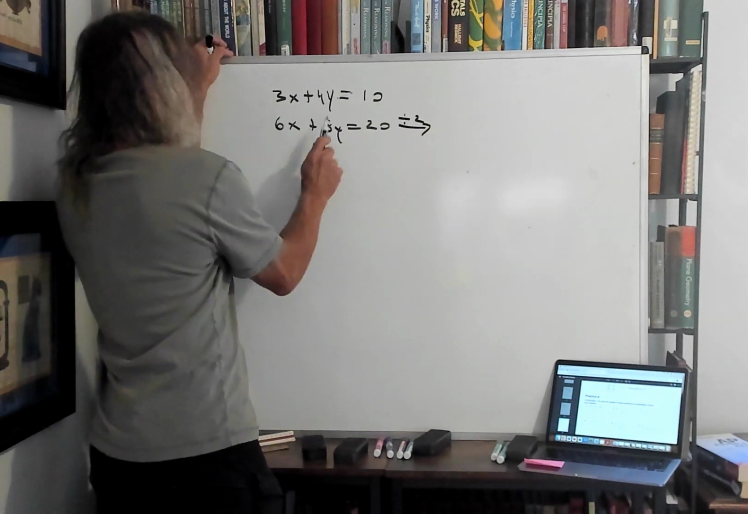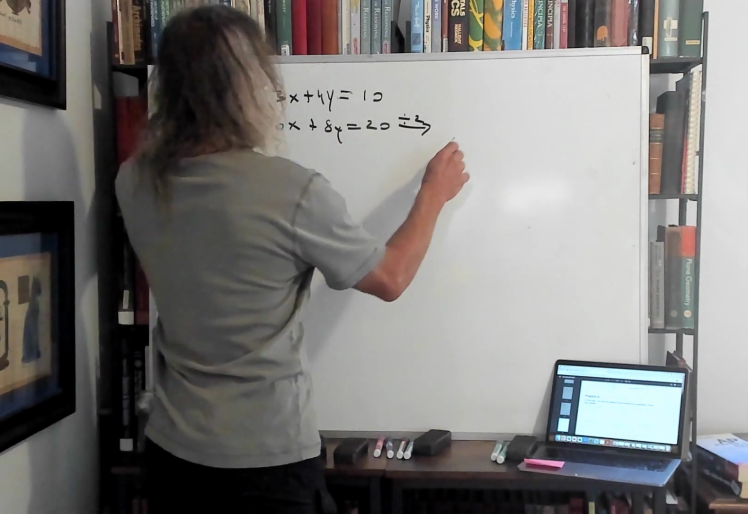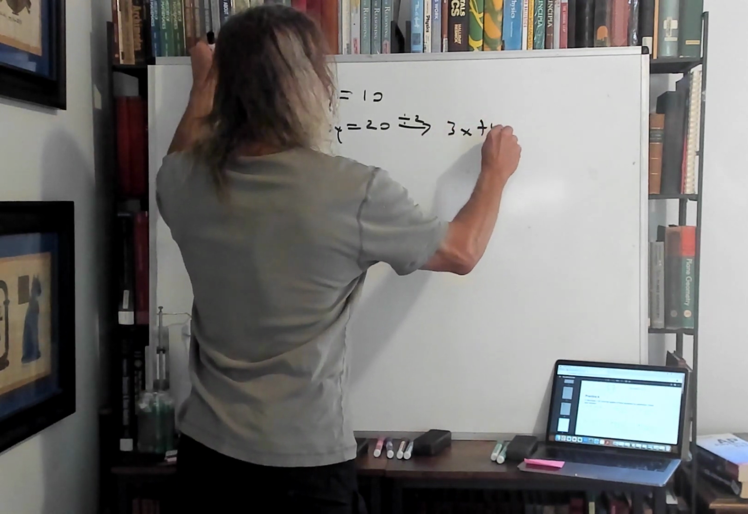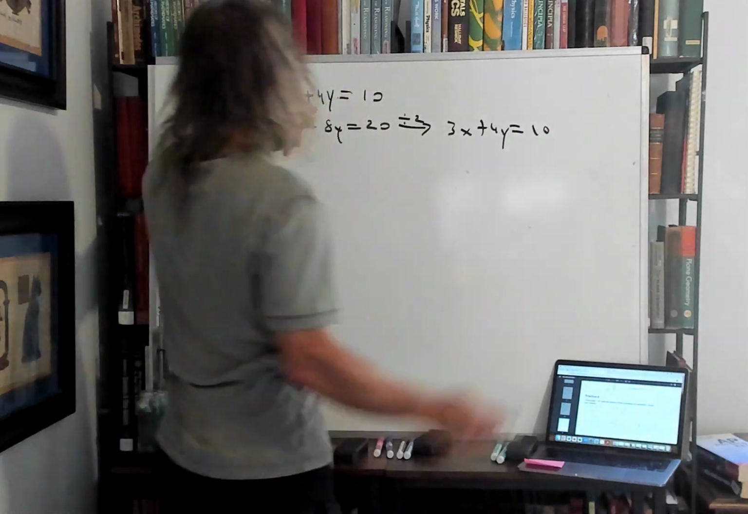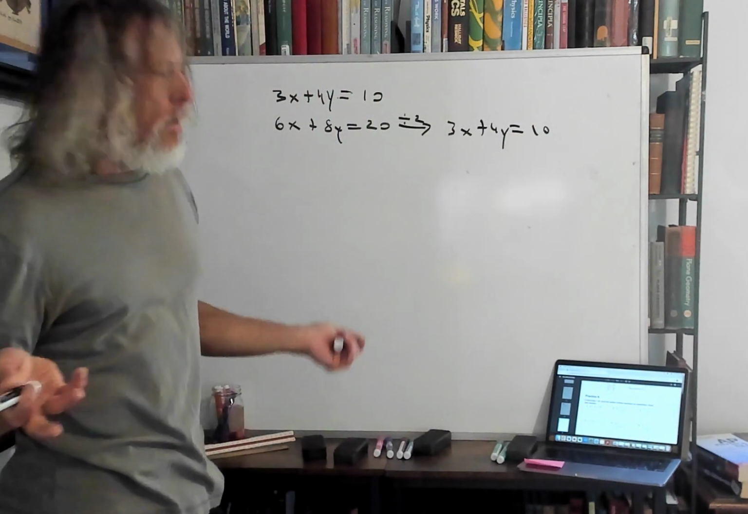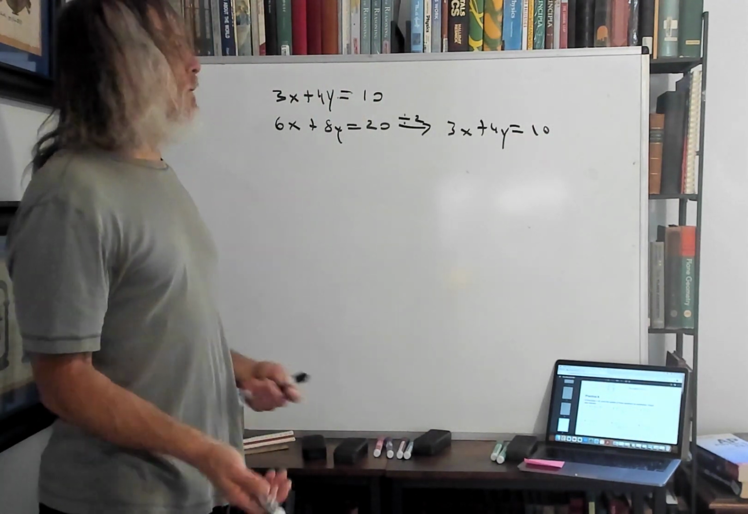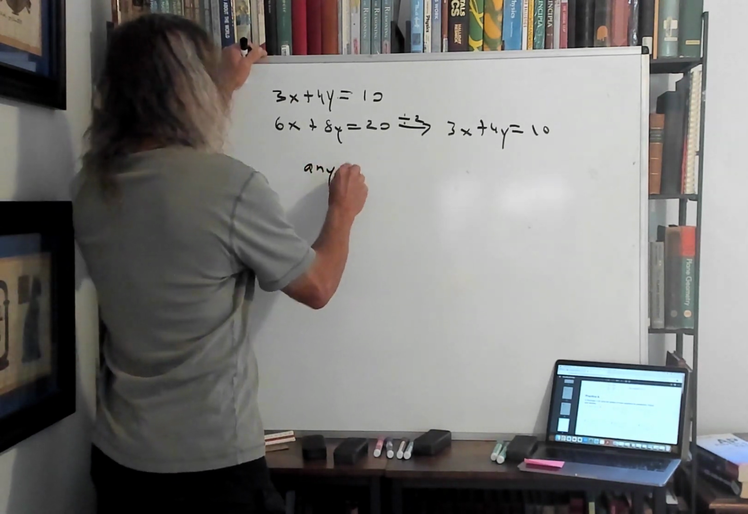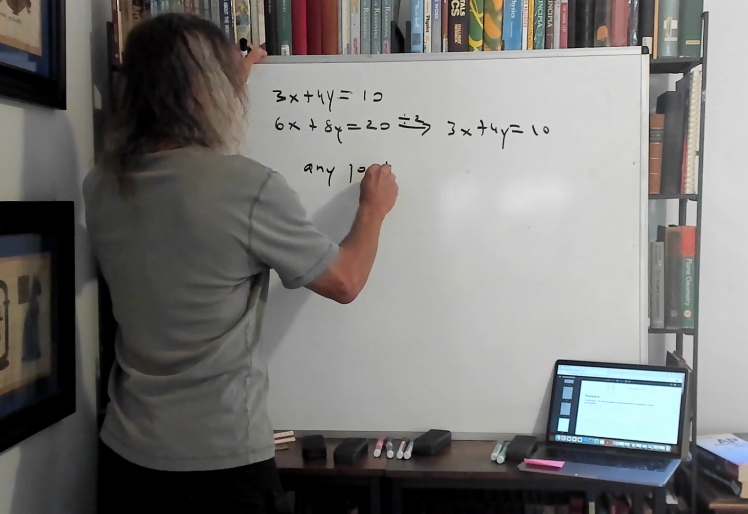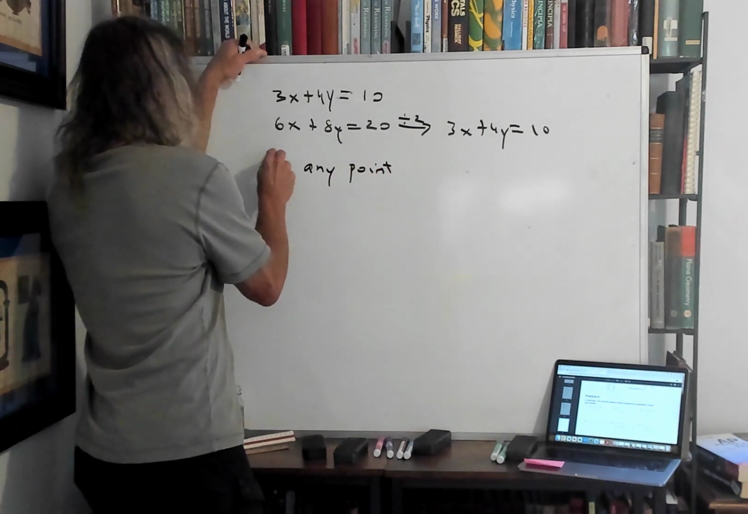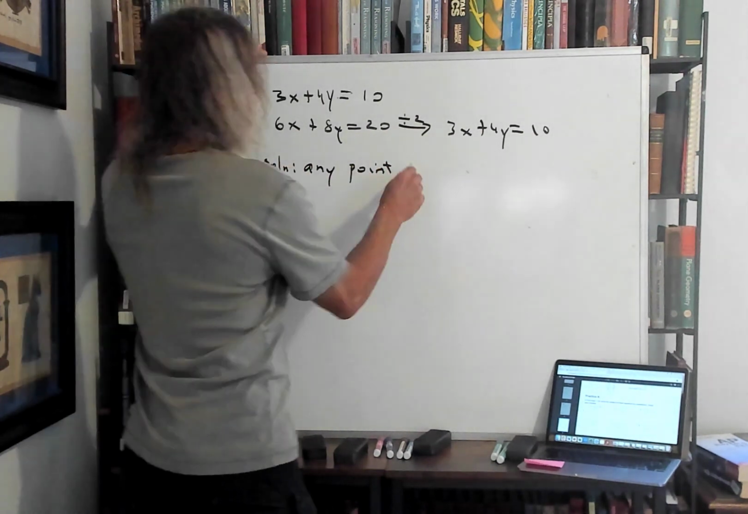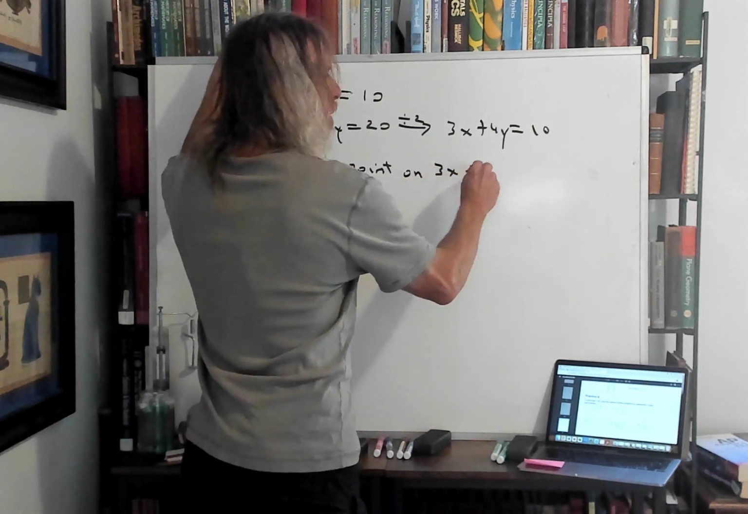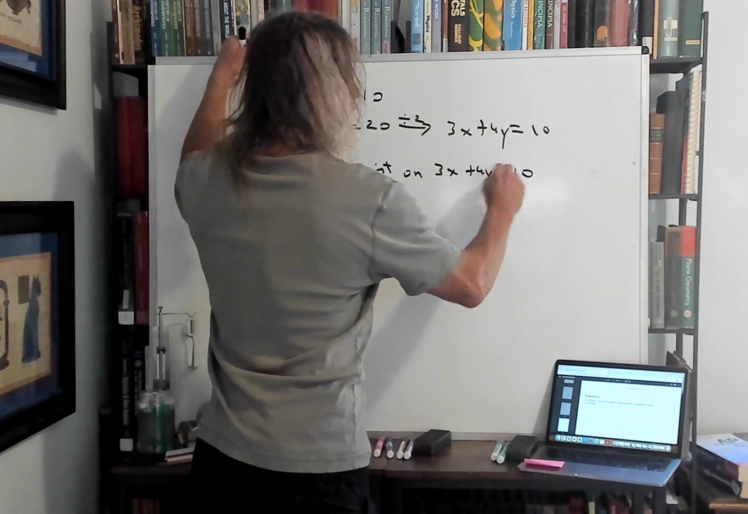divided each thing by 2, then notice we get 3x plus 4y equals 10, which is the same as that. So they're really the same equation. They do the same graph. So here we'd say any point for our solution, any point on 3x plus 4y equals 10.